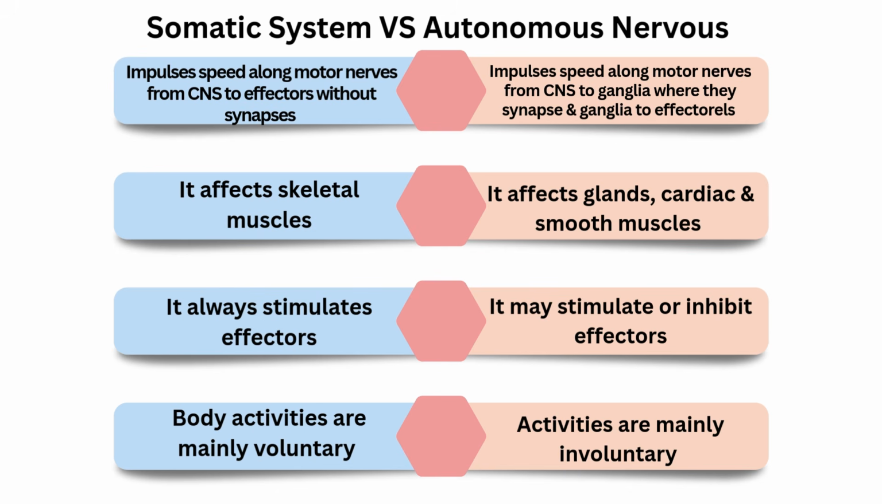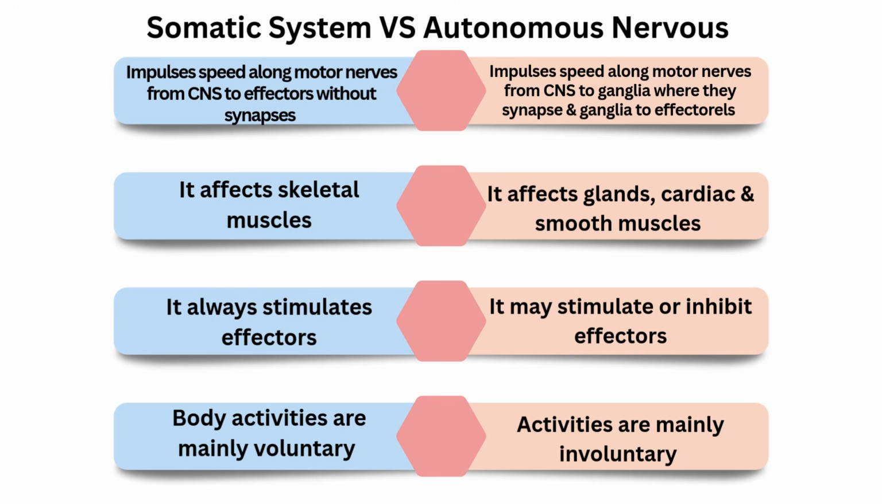Number 2. In the somatic nervous system, the effect is on skeletal muscles, while in the autonomic nervous system, its effect is on glands, cardiac muscles, and smooth muscles. Number 3. The somatic nervous system stimulates effectors, while the autonomic nervous system may stimulate or even inhibit effectors. Number 4. In the somatic nervous system, body activities are mainly voluntary, while in the autonomic nervous system, activities are mainly involuntary.